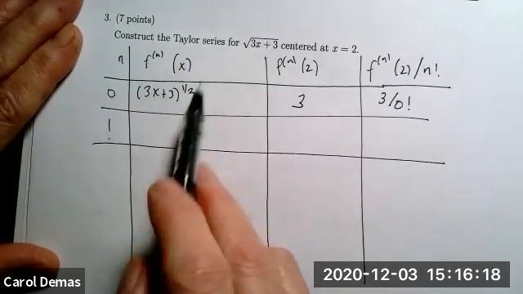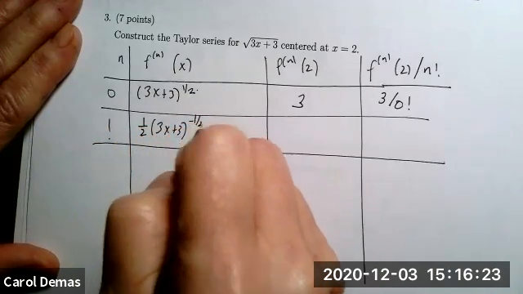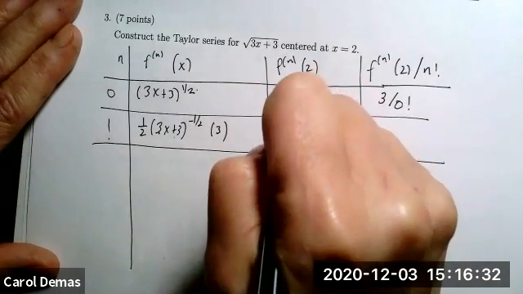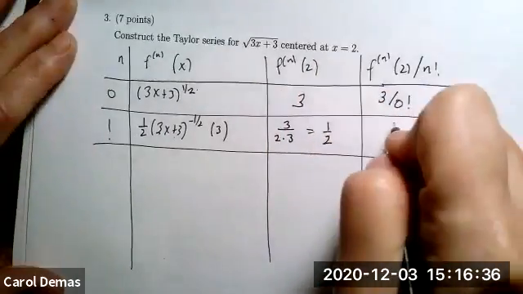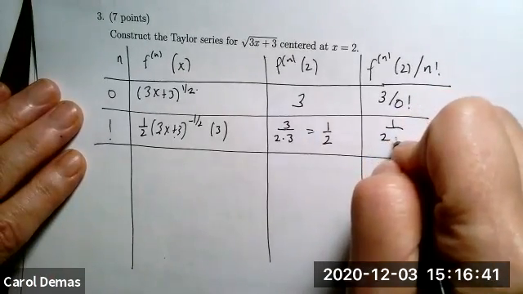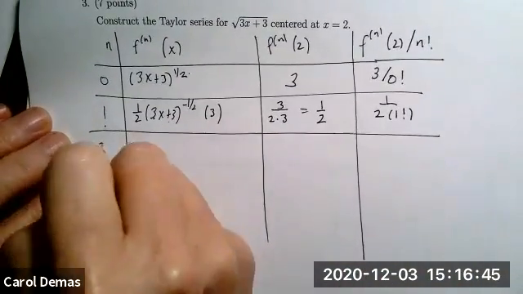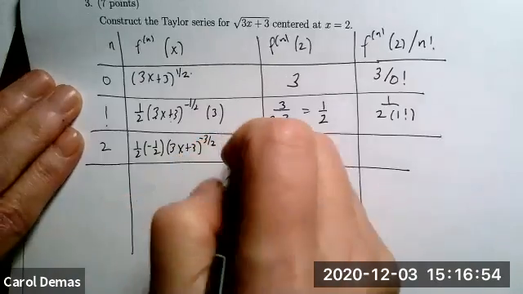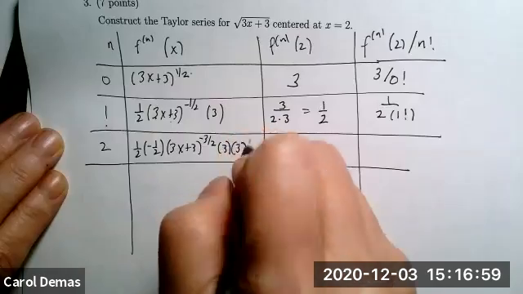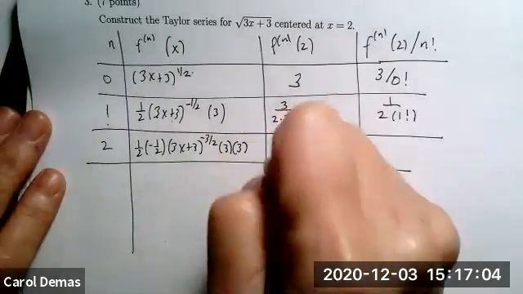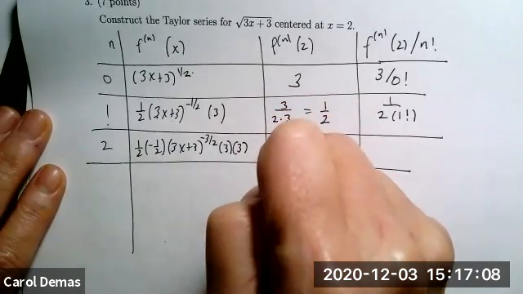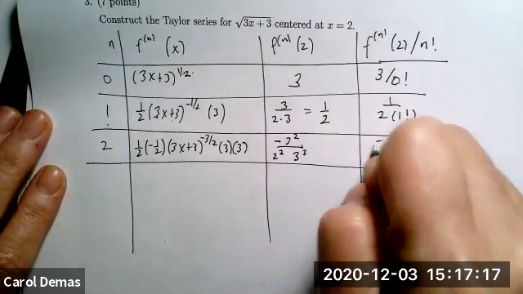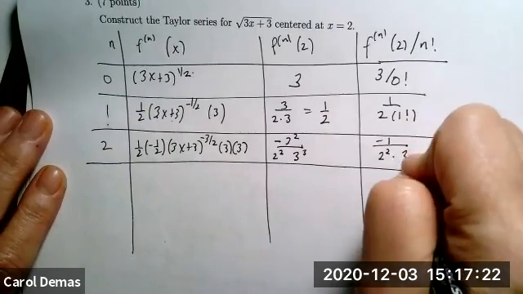Okay, when n is equal to 1, the first derivative will be 1/2 times 3x plus 3 to the negative 1/2 times the derivative of what's inside, which is 3. And that's going to give us 3 over 2 times 3, which is 1/2. So we can write that as 1 over 2 times 1 factorial. Okay, the second derivative is going to be 1/2 times negative 1/2 times 3x plus 3 to the negative 3/2 times the derivative of what's inside, which is 3. But we already had a 3 there too. So this is going to give us negative 3 squared over 2 squared times 3 cubed. And we can write that as negative 1 over 2 squared times 3 squared.